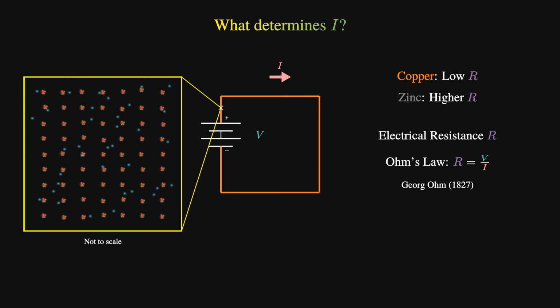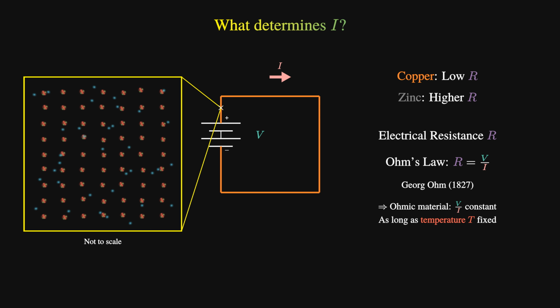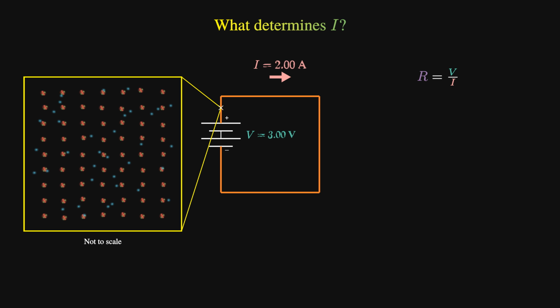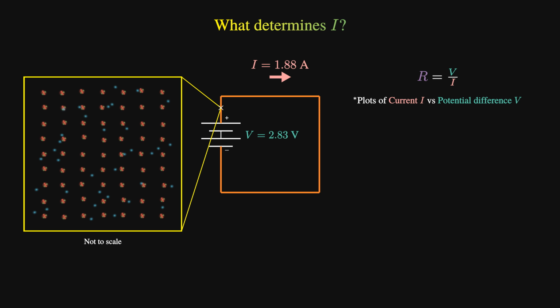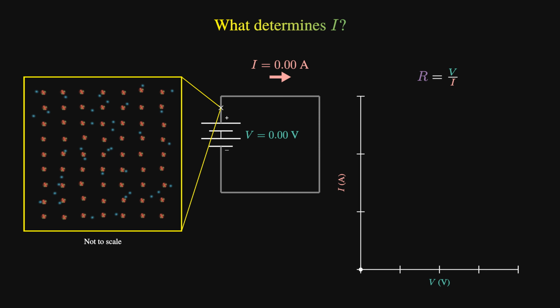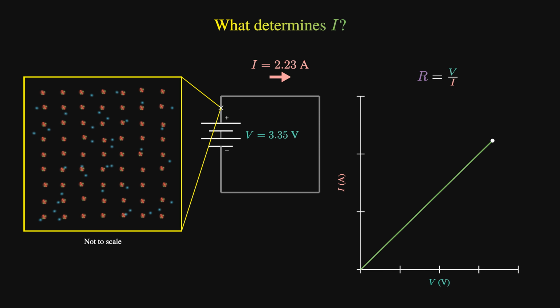Interestingly, he found that the ratio of potential difference to current stayed approximately constant for most materials, as long as the temperature was kept fixed. He measured the resistance for a material by making plots of the potential difference versus the current. These are known as IV curves. Let's change our wire to something other than copper, which has a very low resistance. For a fixed temperature, for most materials, these plots would be approximately linear.